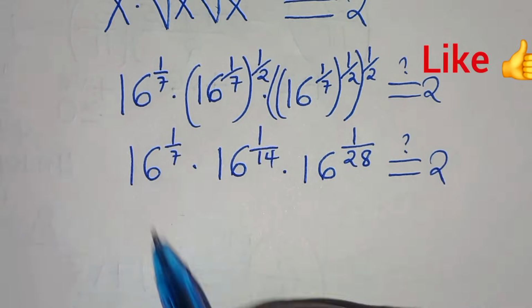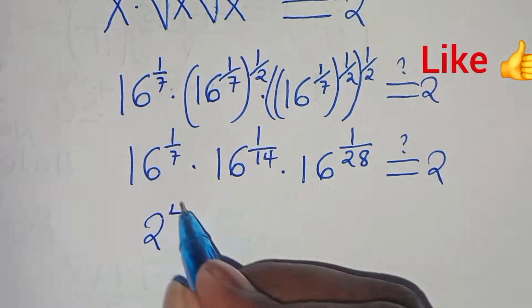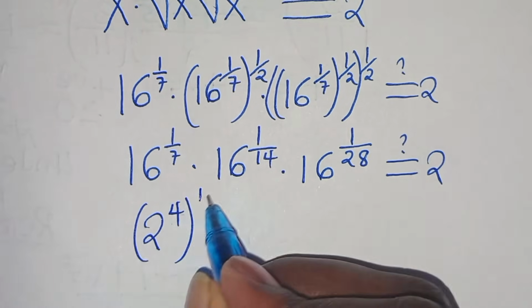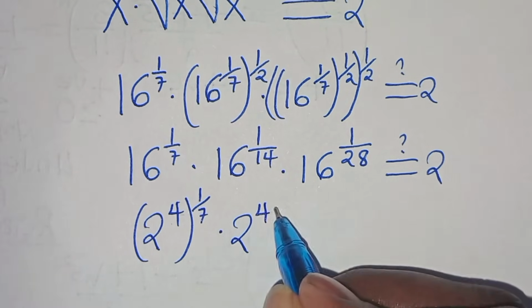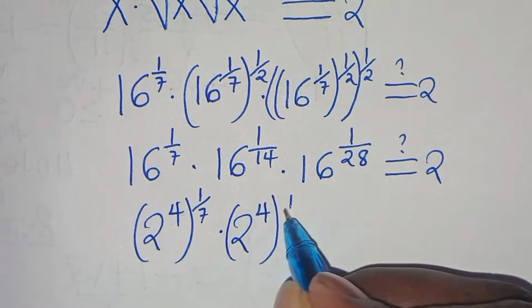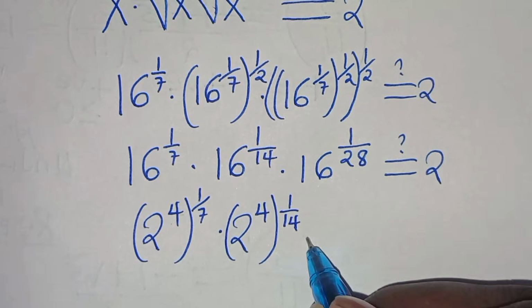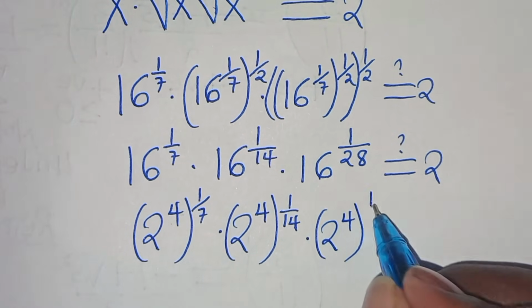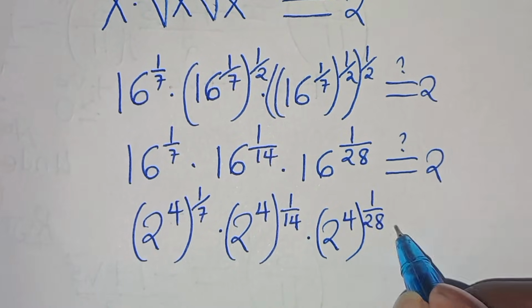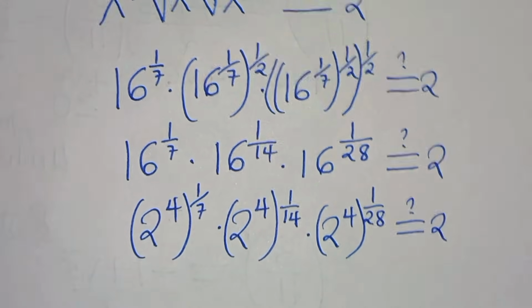Now, we can express 16 as 2 to the power of 4. This is raised to the power of 1 over 7. Then times 2 to the power of 4 raised to the power of 1 over 14. Then times 2 to the power of 4 raised to the power of 1 over 28. They should give us a value of 2.